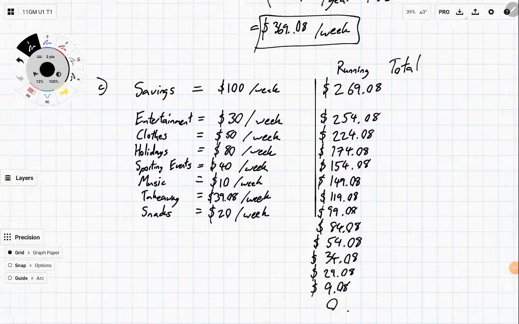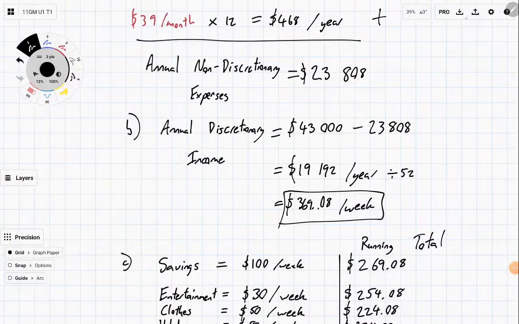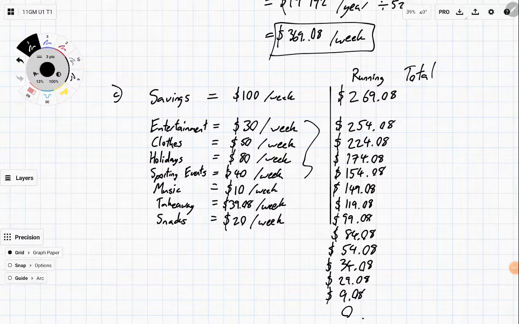Part D. Suggest how Eli might increase his savings to buy a new car in a year's time. Well, any of these things could be decreased. I definitely think that the $50 on clothes could certainly be reduced. The $40 on takeaway per week, that could definitely be reduced. Same with the $20 on snacks. Sporting events could also probably be cut down.